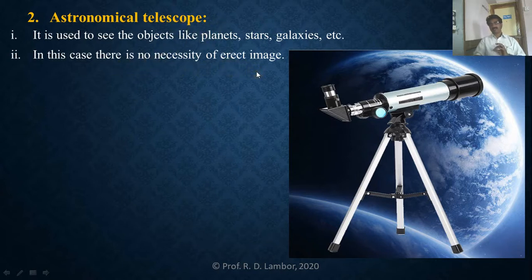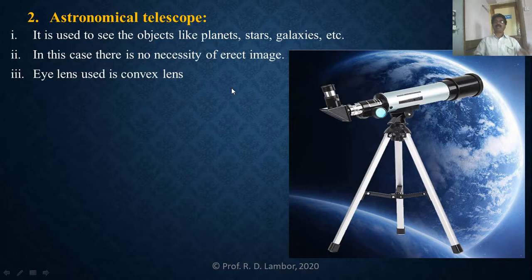image. As there is no necessity of erect image, there is no question of using a concave eye lens, isn't it? And the eye lens used is a convex lens here. So in an astronomical telescope, the eye lens used is a convex lens because there is no necessity of erect image. An erect image is required only in the terrestrial telescope. So let us study a few more things about that telescope.